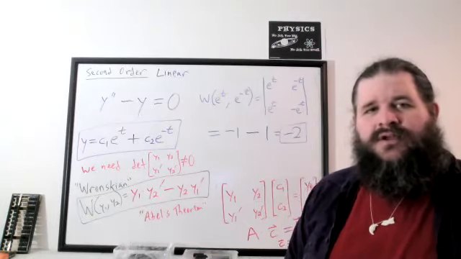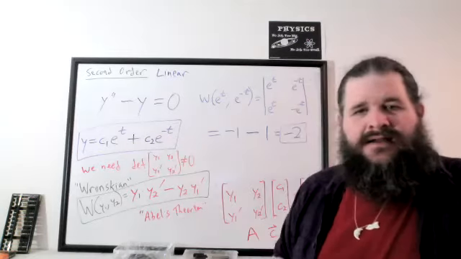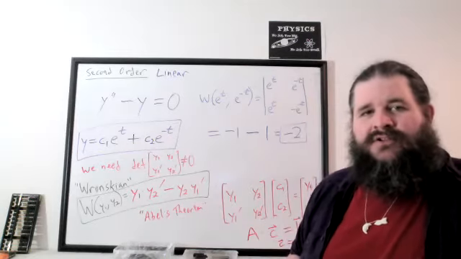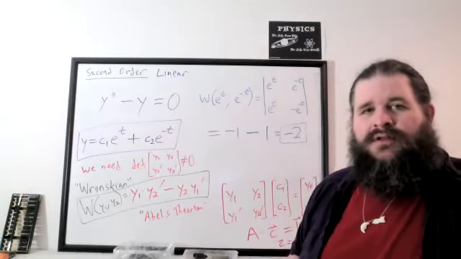But if you had e to the t and 5e to the t, those aren't really different types of functions. If you try writing out the Wronskian of e to the t and 5e to the t, you're going to end up with 0. Okay.